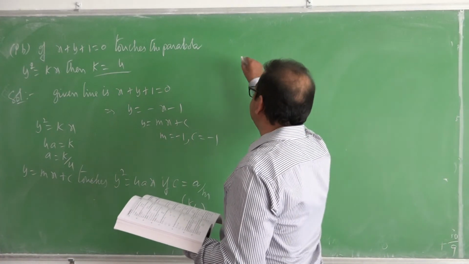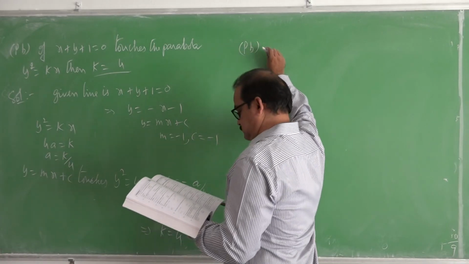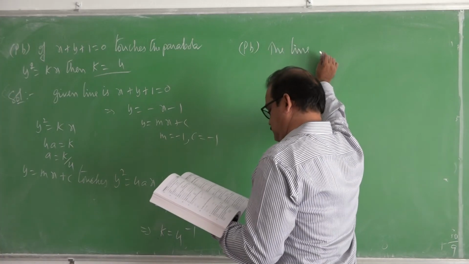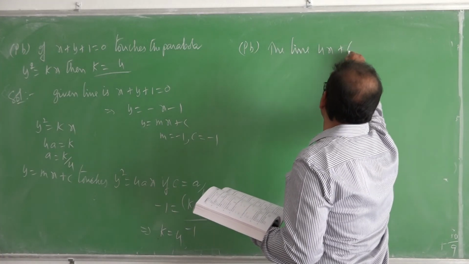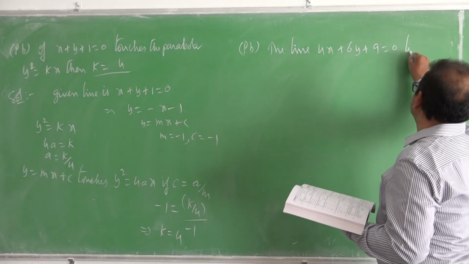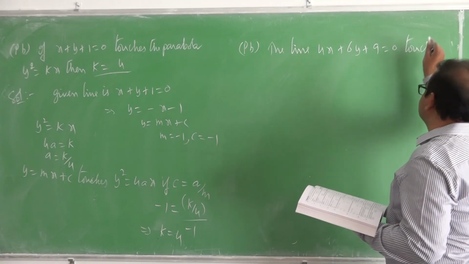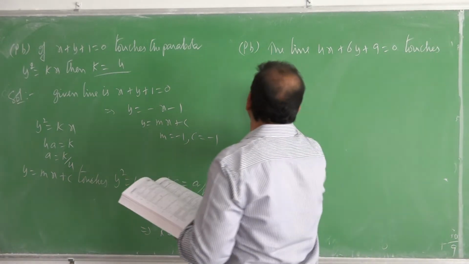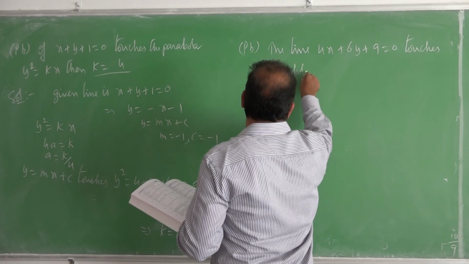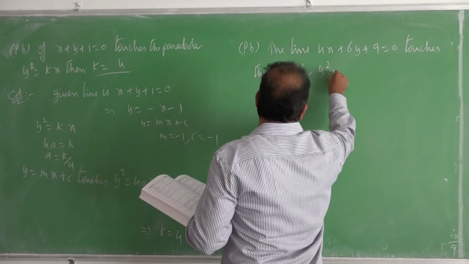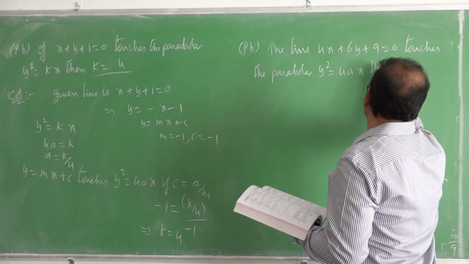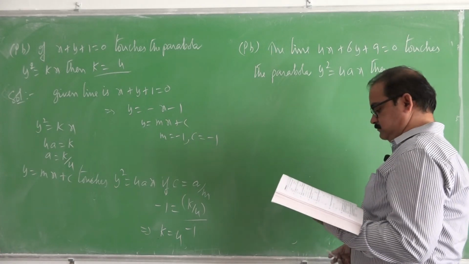Write the next problem. The line 4x plus 6y plus 9 is equal to 0 touches the parabola y square is equal to 4ax, then a is equal to.